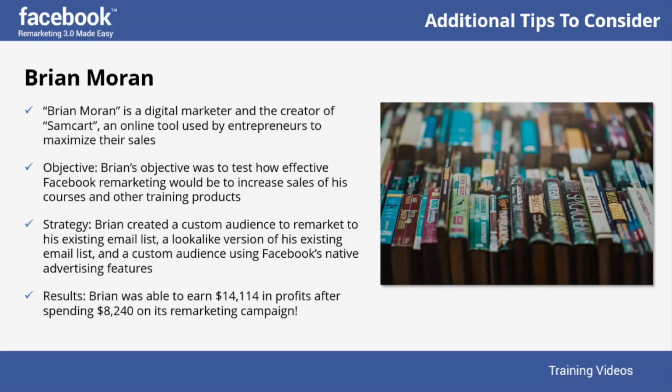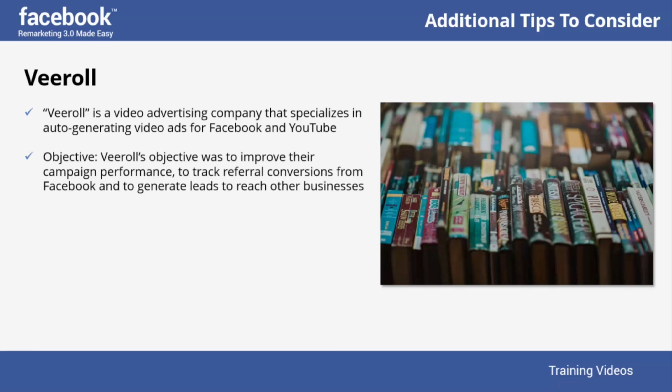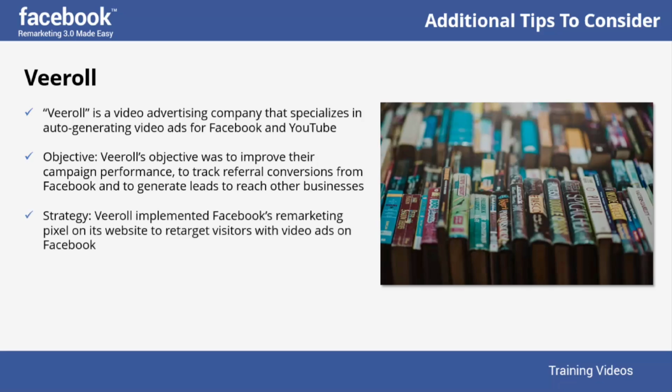Results: Brian was able to earn $14,114 in profits after spending $8,240 on his remarketing campaign. V-Roll. V-Roll is a video advertising company that specializes in auto-generating video ads for Facebook and YouTube. Objective: V-Roll's objective was to improve their campaign performance, to track referral conversions from Facebook, and to generate leads to reach other businesses. Strategy: V-Roll implemented Facebook's remarketing pixel on its website to retarget visitors with video ads in Facebook.